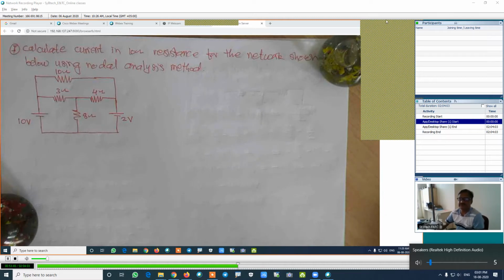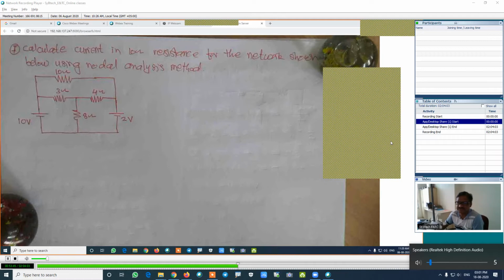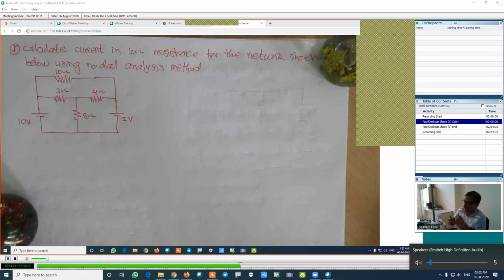How many nodes do we have for this figure? Rishikesh: Sir, four nodes. Four nodes, absolutely fine. And six branches: 1, 2, 3, 4, 5, 6. Absolutely right. Now here, in this case, we have four nodes because it is 1, 2, 3.